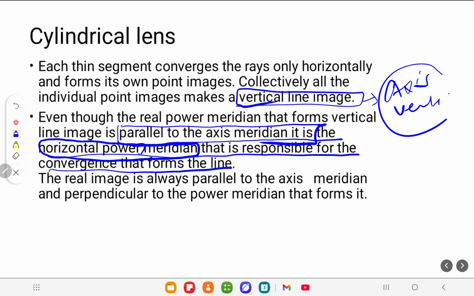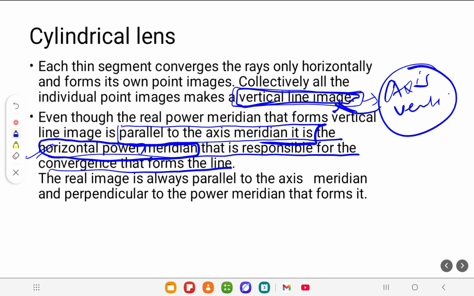So if the axis is vertical, then the image is formed vertical. But the responsibility of image formation, that convergence, happens in the horizontal meridian. That's quite confusing for the first video and first concept, but you will understand it later on when we talk about subjective refraction and the clock dial method. It comes again and again.